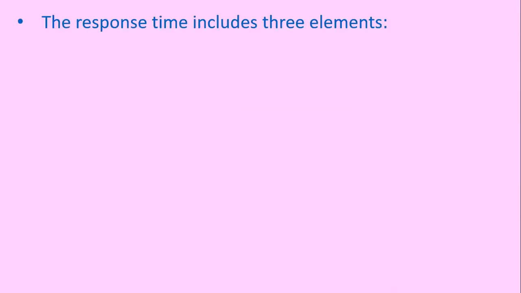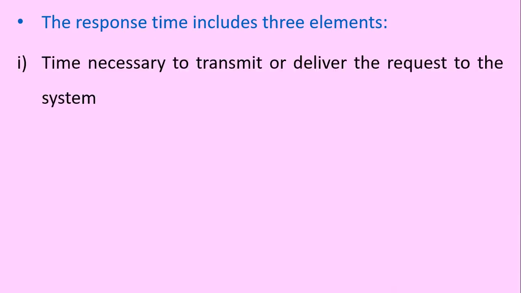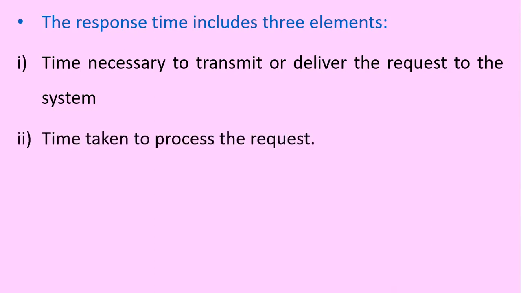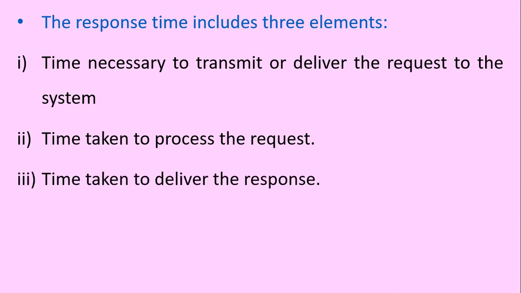The response time includes 3 elements. These 3 elements are: number 1, the time necessary to transmit or deliver the request to the system. Number 2 is the time taken to process that request. Number 3 is the time taken to deliver the response.